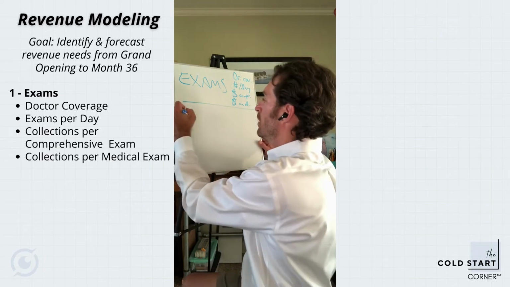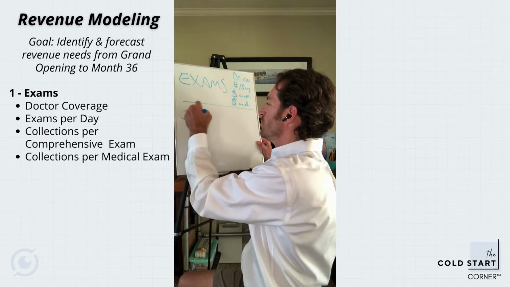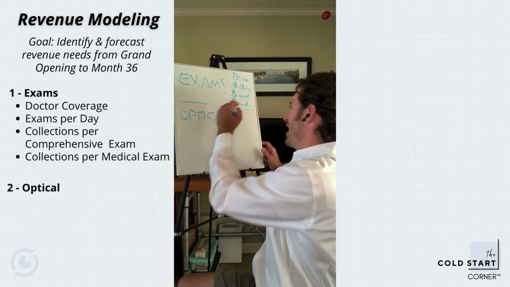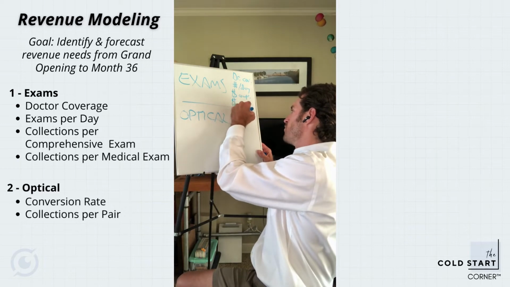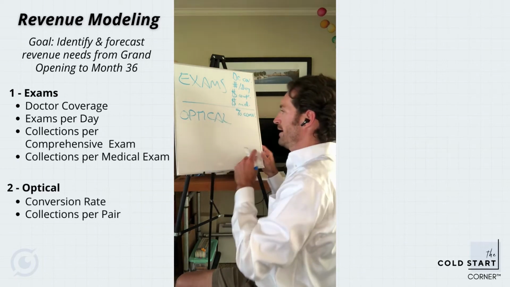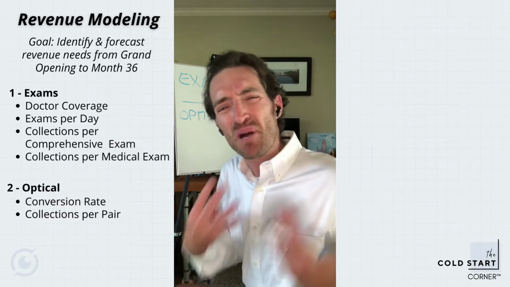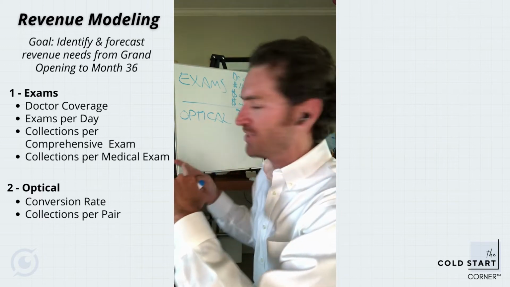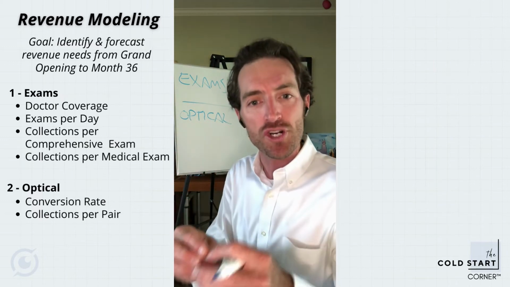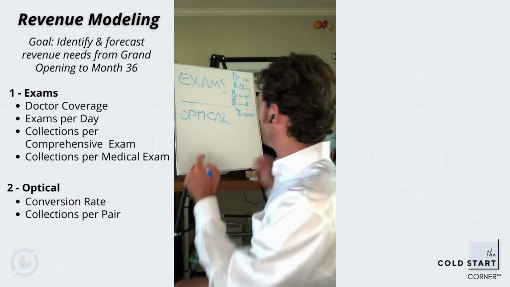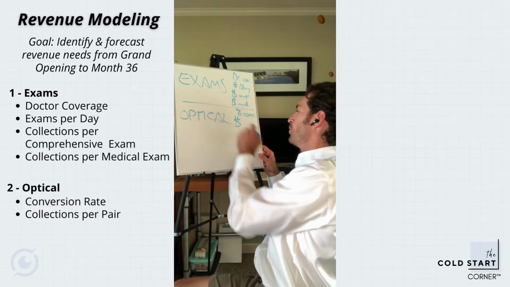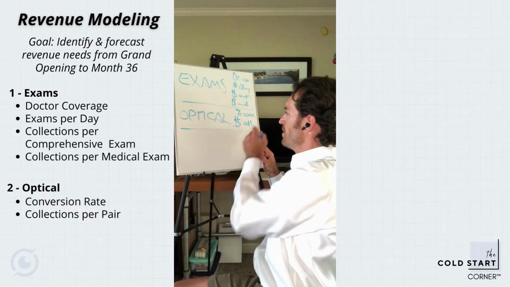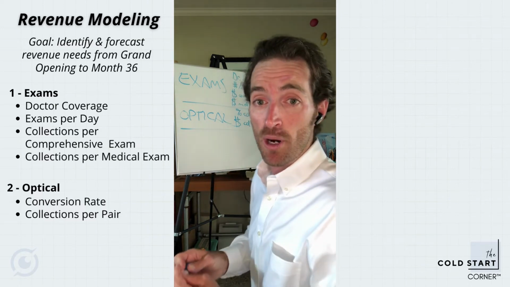So from here, we now venture into the optical. And there are going to be 2 key variables at play here. First and foremost is going to be your conversion rate, which some refer to as capture rate. Personally, I don't like the term capture, so we're going to refer to capture as conversion rate. So in the optical, we're talking about your conversion rate, percentage of your patients that are purchasing eyewear from you. And likewise, in lockstep with that variable is going to be, again, your average revenue per pair, or better yet, your collections per pair.